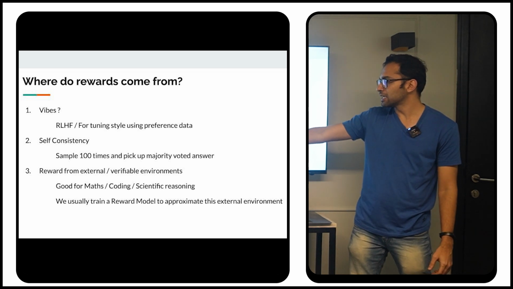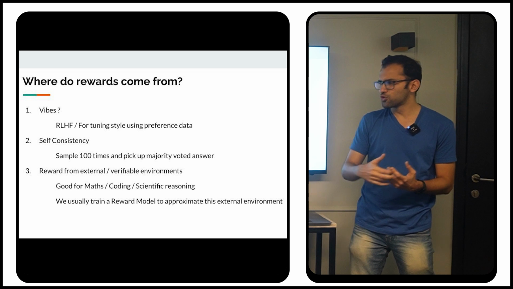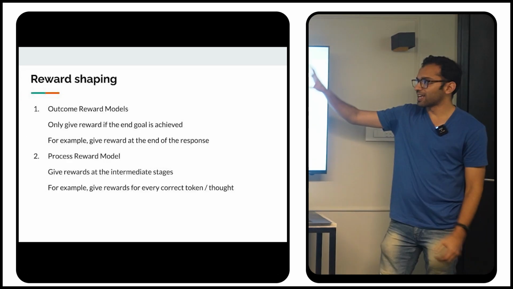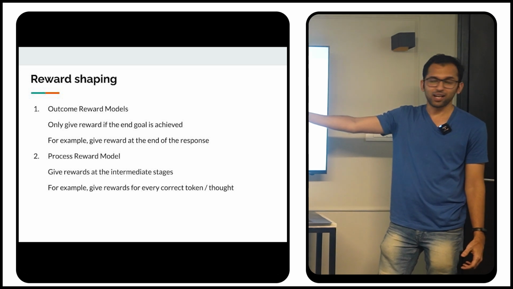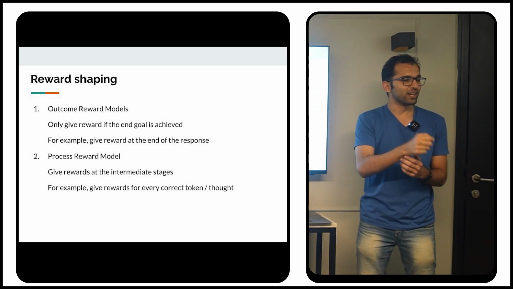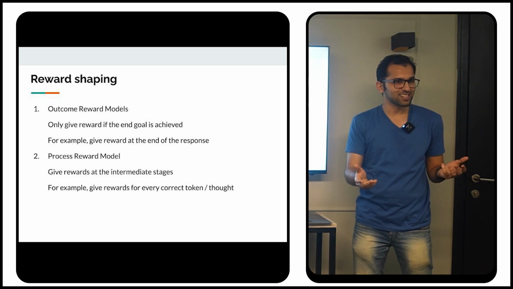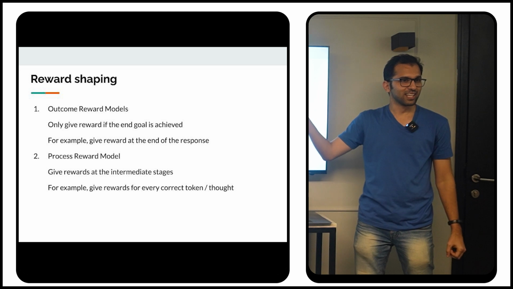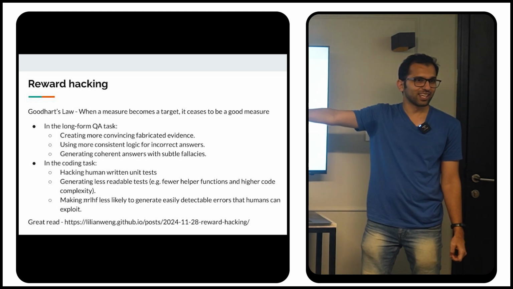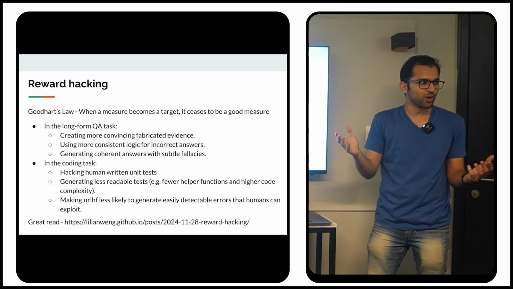We usually can have external ground truths or external oracles, but we usually do train reward models to approximate this external environment. There are these two places, but again, assigning rewards and figuring out how to provide this sort of incentive structure is in itself as much art as science, because if you mess up assigning rewards in a proper way, then reward hacking can happen, which is Goodhart's law. When a measure becomes a target, it ceases to be a good measure.